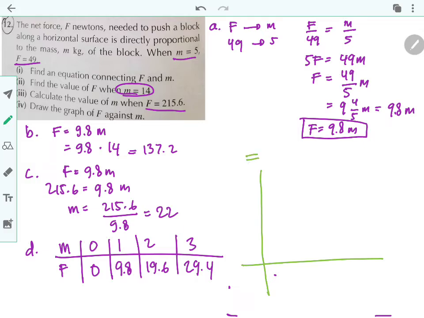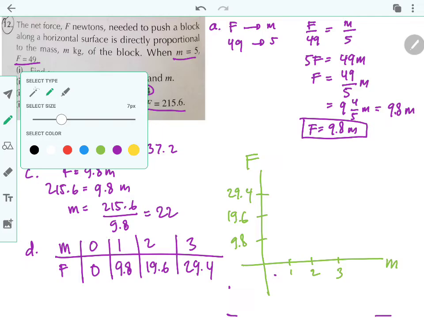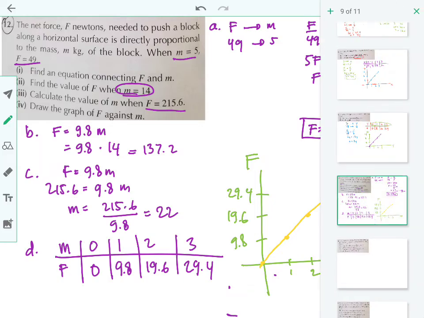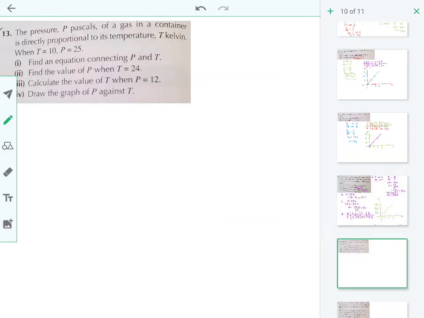So F will become the vertical axis, M will become the horizontal axis. So 1, 2, 3. This one I'm using the multiplication of 9.8, so it's 9.8, 19.6, 29.4. Don't forget to use a ruler for this. Okay, then the points will be here, here, here, and here. So just make the connection between them. Okay, make all of them connected. Okay, now the next question is number 13.